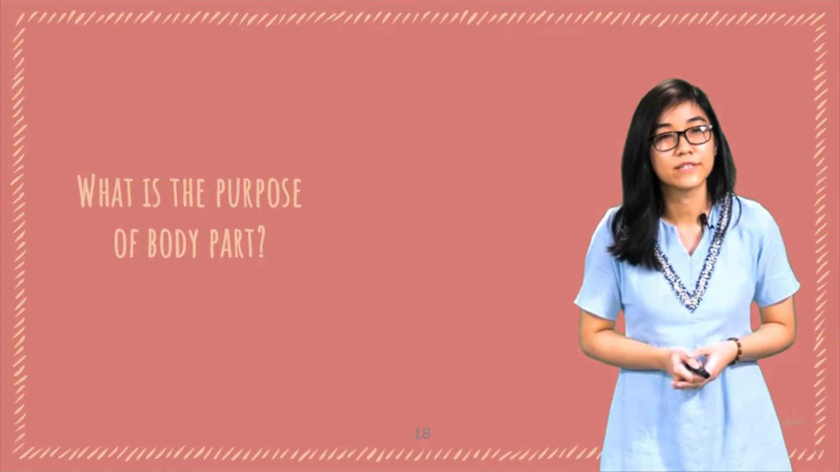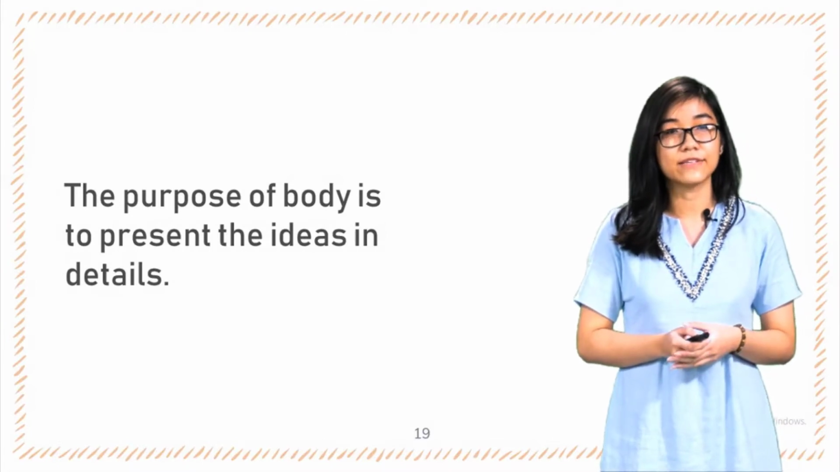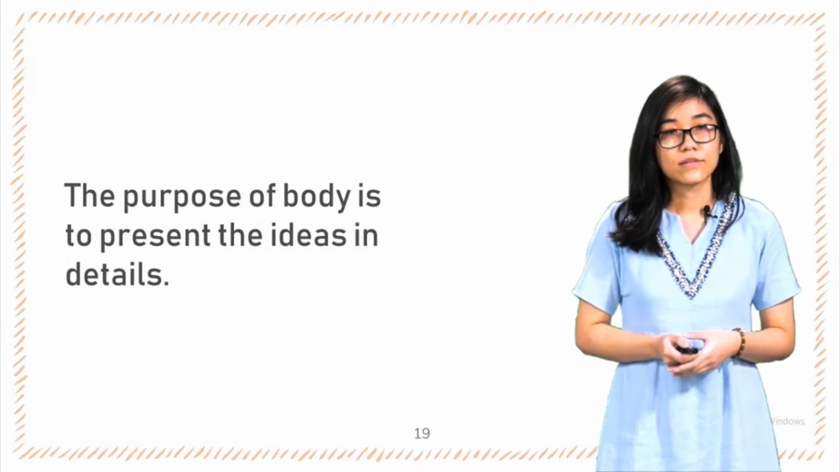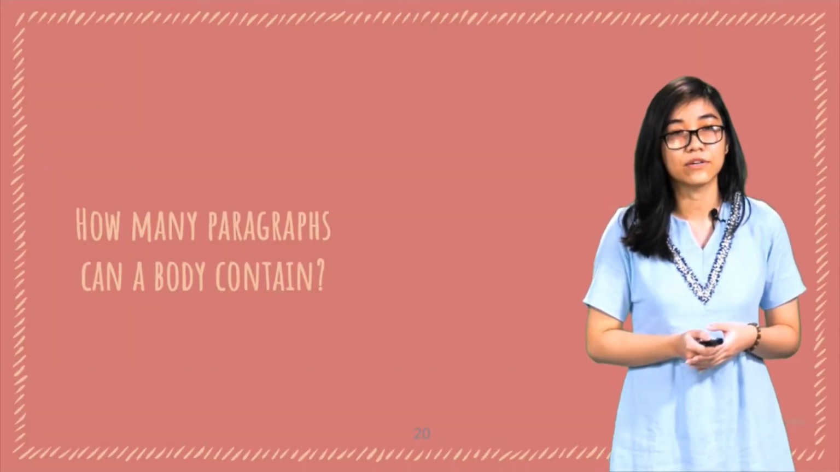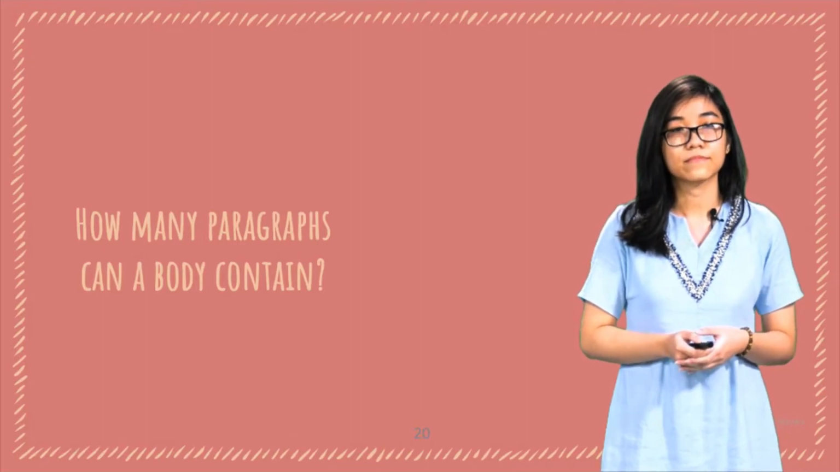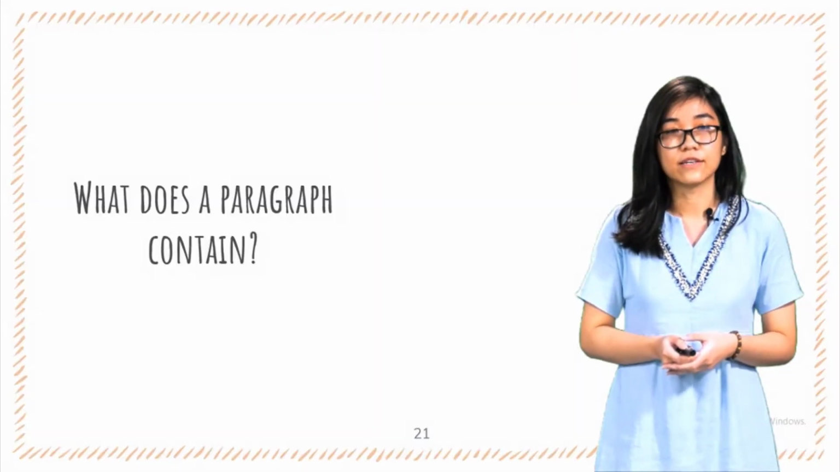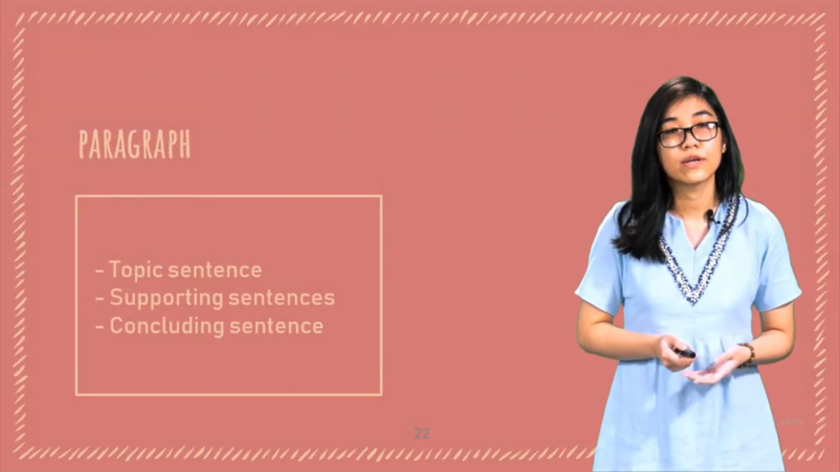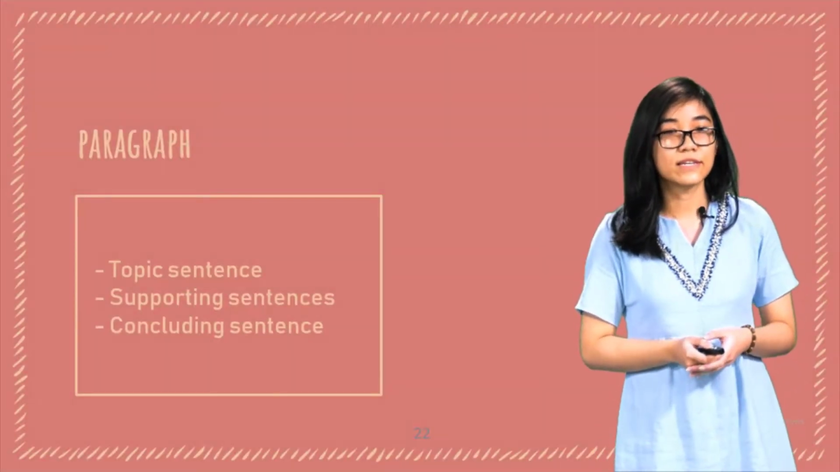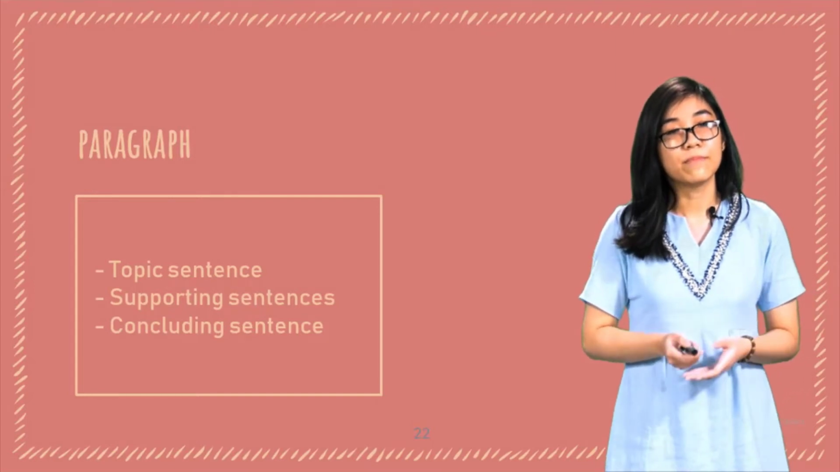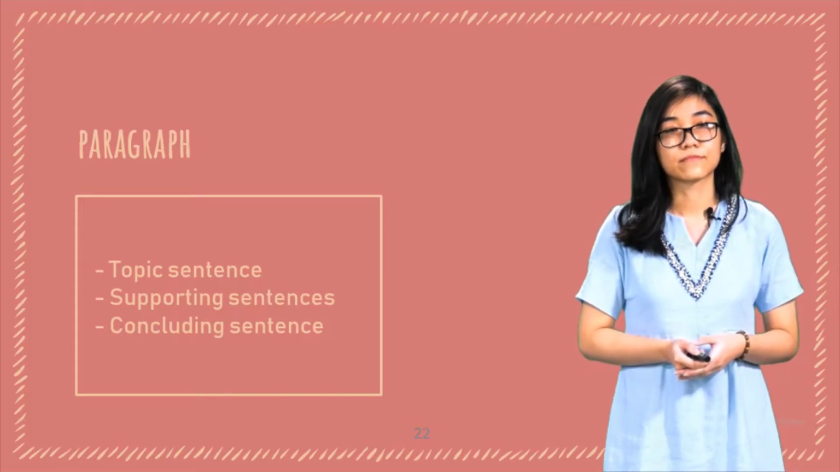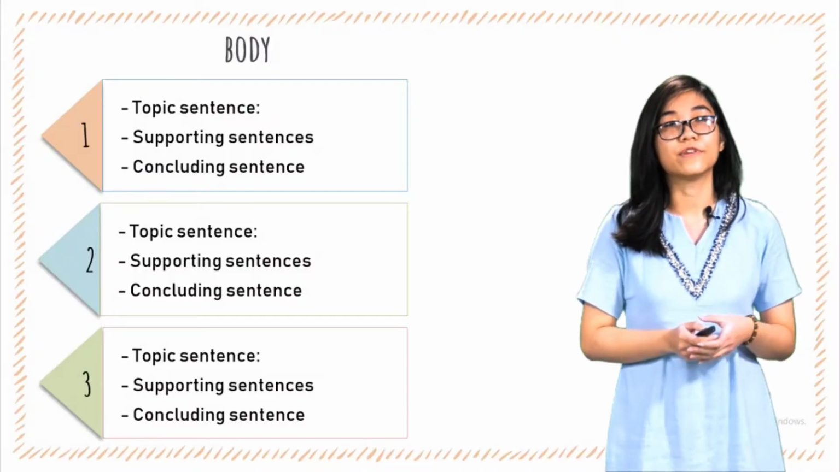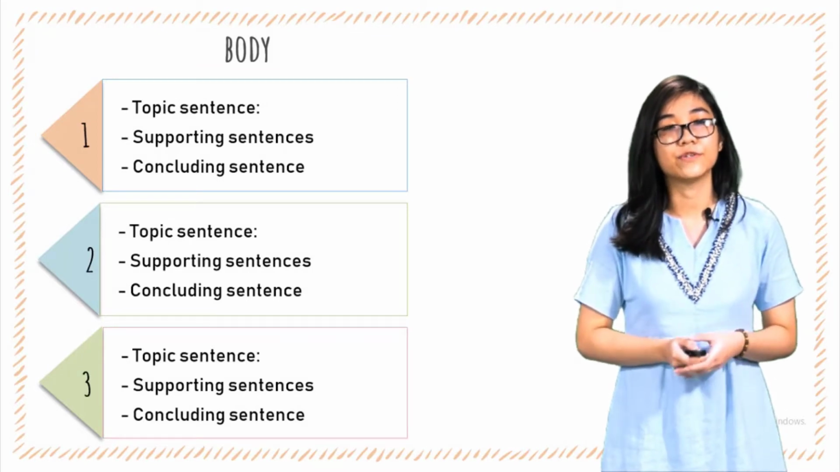So what is the purpose of the body part? So the purpose of the body part is to present the ideas in detail. So in a body part, we can have 2, 3, or 4 paragraphs. It depends on the length of your body. So what does the paragraph contain? In a paragraph, you have to include like topic sentence, supporting sentences, and concluding sentence. So remember that concluding sentence is not compulsory. It is optional. So this is the overview of the body in a textbook that I have introduced to you guys.